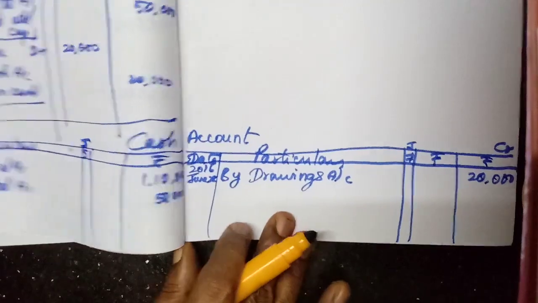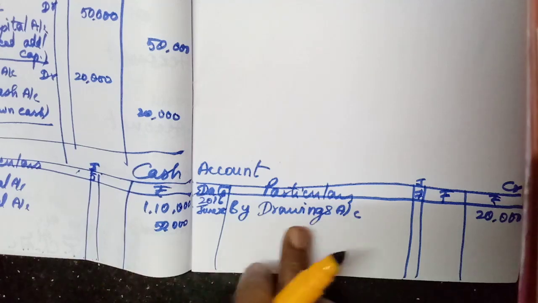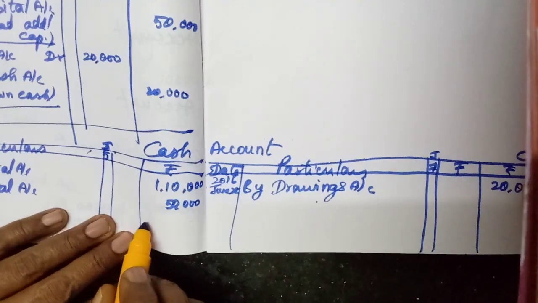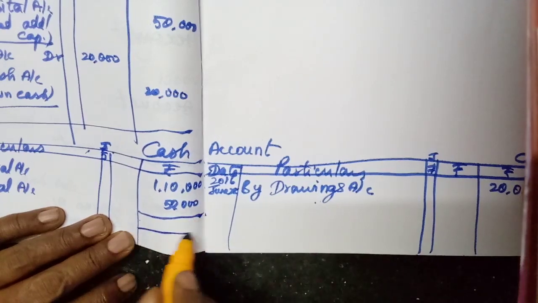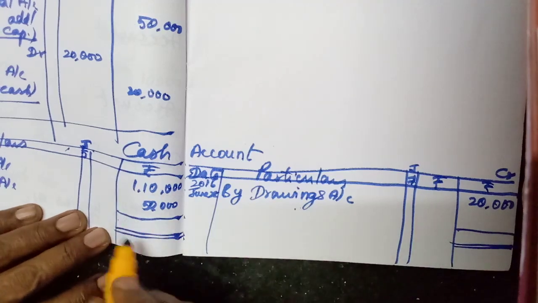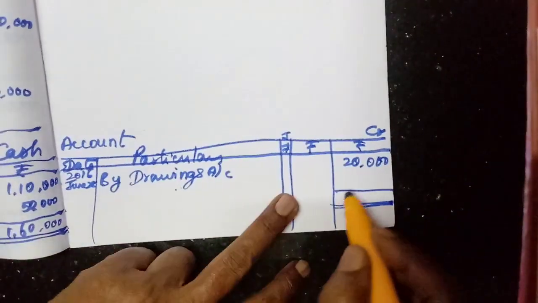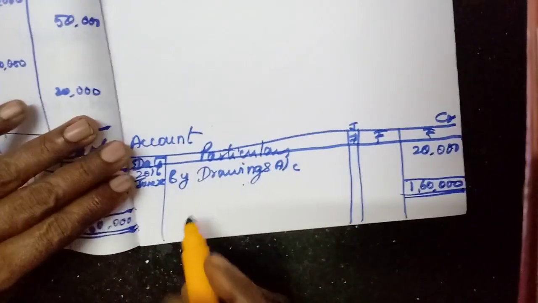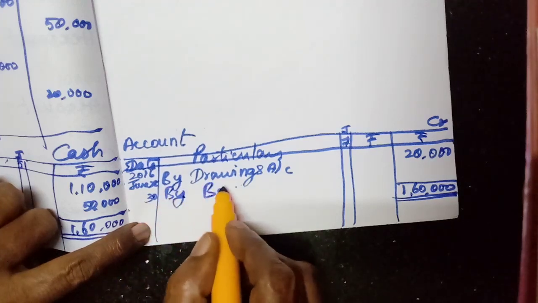Now we will balance this account. By writing this one we will come to know this side is more, isn't it? So here we should write one item. We have to leave space, so leave little space and draw the line. Here only one column. Double line. Single line, double line. 1,60,000. That is the total. Same total we have to write this side also, 1,60,000. Now you write the last date, June 30, by balance carried down.